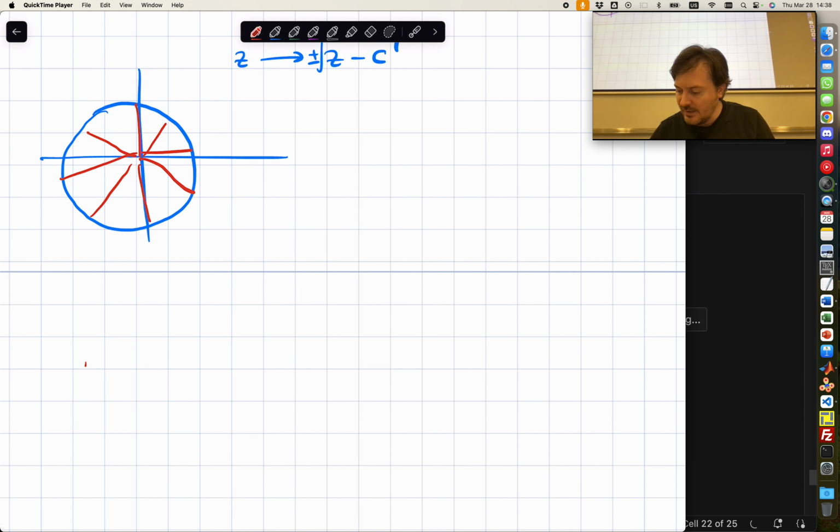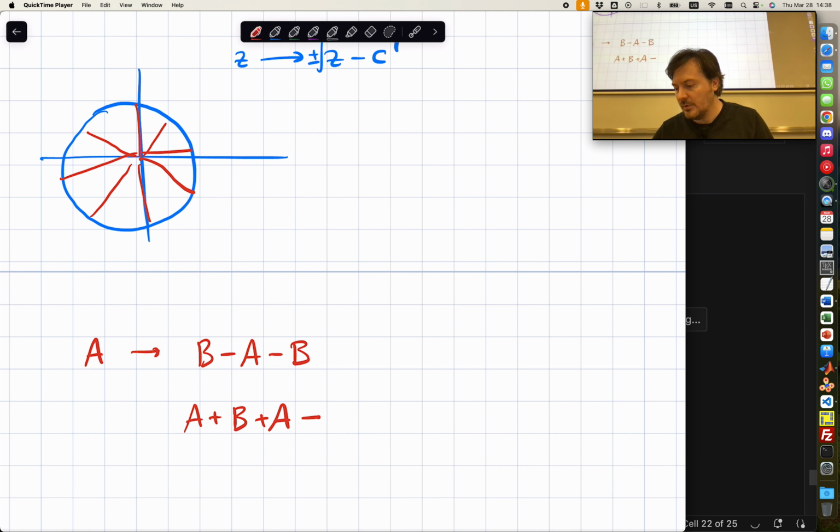If I start with A, goes to, what was it? B minus A minus B, right? But what was B? A plus B plus A, and then there is a minus. What was A? B minus A minus B. What was B? So I do have a minus here. A plus B plus A. So what, right? So what?